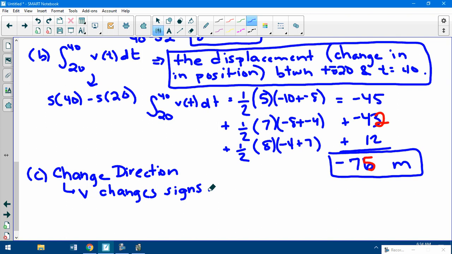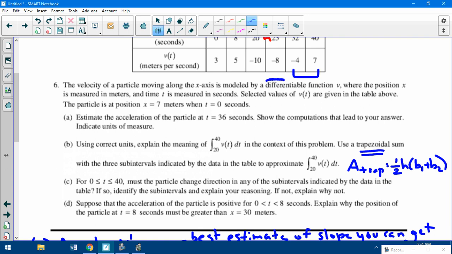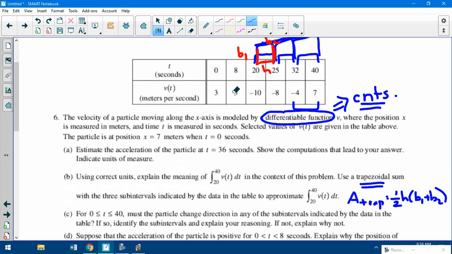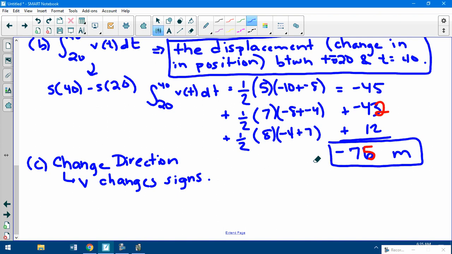Now, the other important thing to notice about this is that up here it says it's modeled by a differentiable function. If it's differentiable, what does that imply? Differentiable does imply continuous. We just talked about that. So that means that if it's positive 5 here and negative 10 here, it's got to cross over the x-axis. It's got to hit 0 between that, which means it's going to change direction. So it's going to change direction here, and where else? Here. Anytime we change from positive to negative or negative to positive, we're changing directions. So for part C, the answer would be yes.